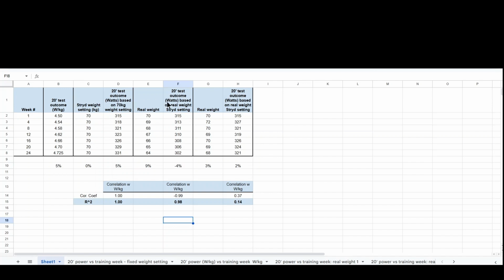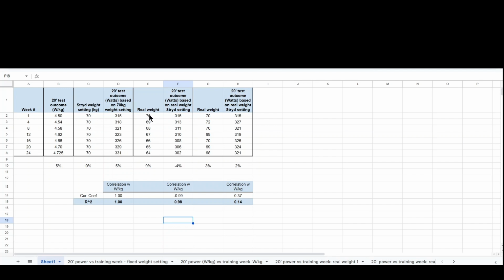Scenario number two is that the athlete allows the weight setting to float for each test to whatever the real weight is. And it's a scenario in which there's a weight loss. There's 1 kilogram lost every testing period, so about 1 kilogram every 4 weeks. So weight loss from 70 kilograms to 64 kilograms, about a 9% weight loss over a period of 24 weeks.